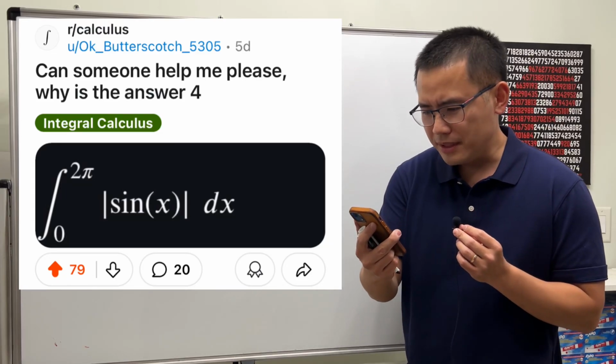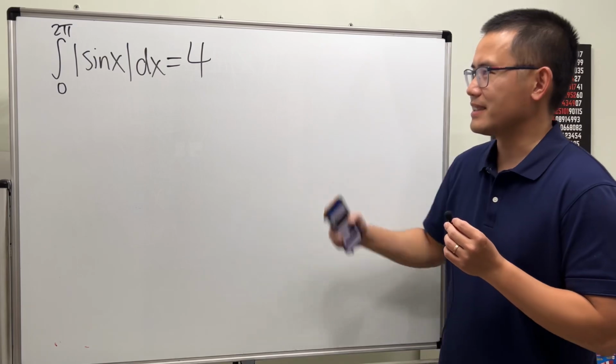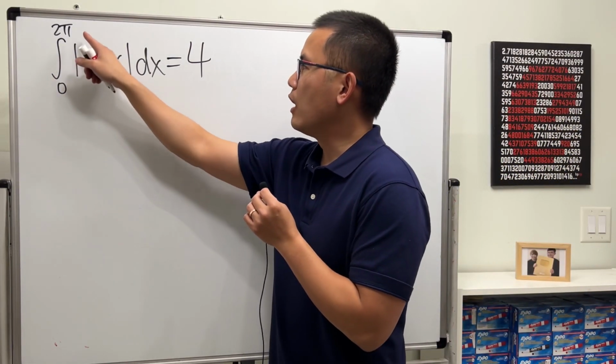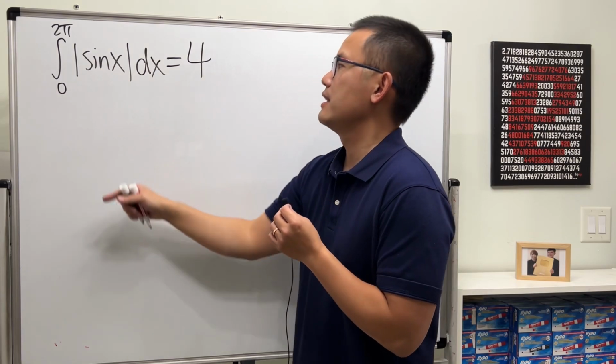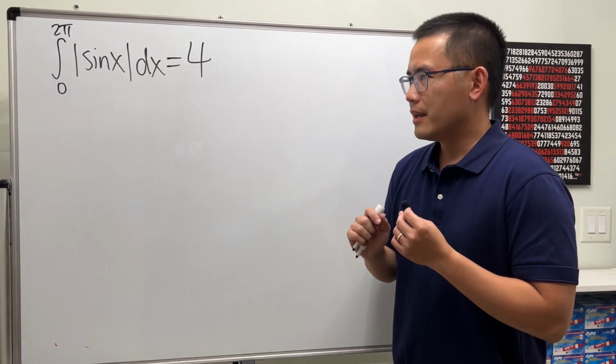Can someone help me please? Why is the answer 4? Okay, let's take a look. Here we have the integral going from 0 to 2 pi of absolute value of sine x, and the answer is equal to 4. Here's the deal.